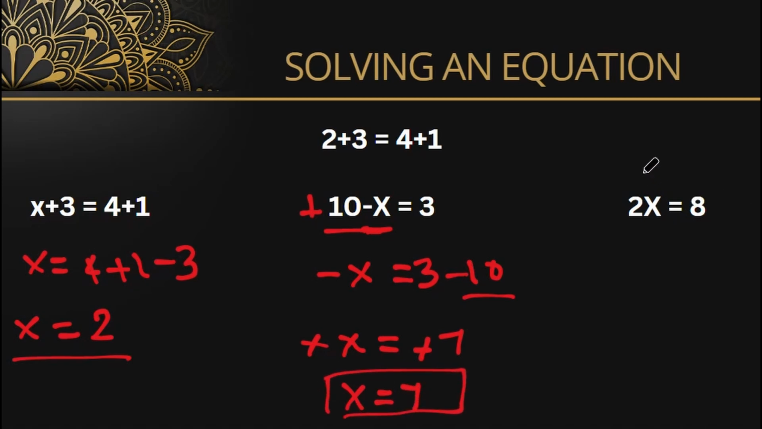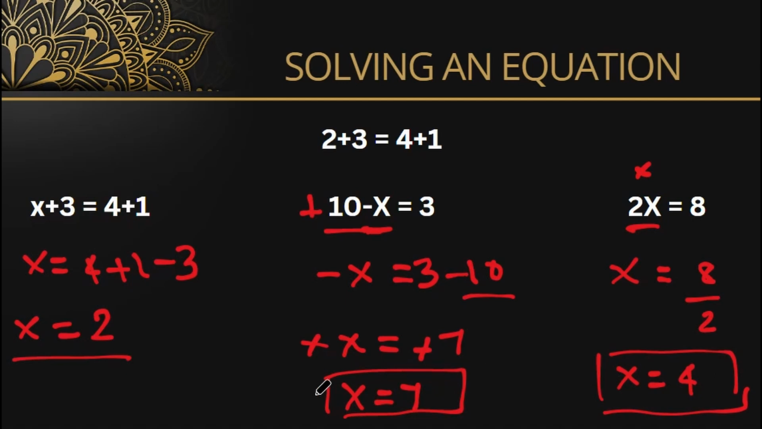And here we have a multiplication sign: 2x is equal to 8. Here 2 and x are in multiplication. So if multiplication goes to the right side, it will become division. So x is equal to 8 divided by 2. So the value of x will be 4. So here we have the three values of x. x is equal to 2, 7 and 4 for the respective equations.